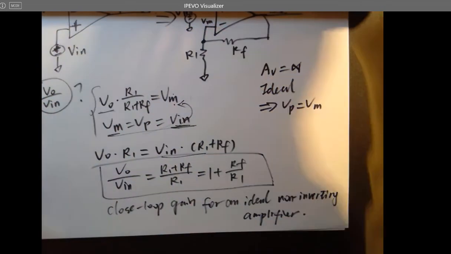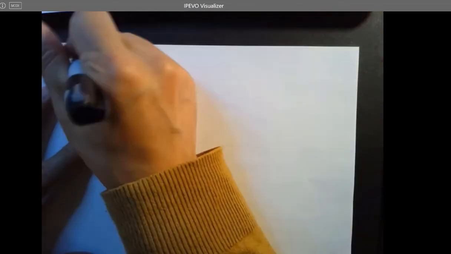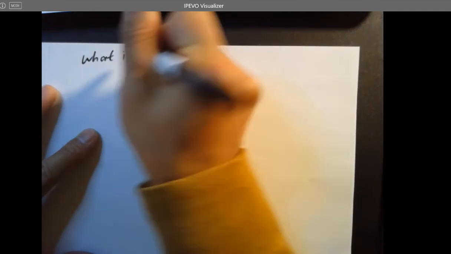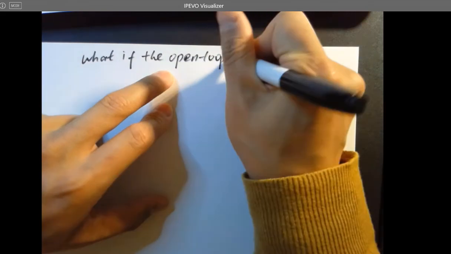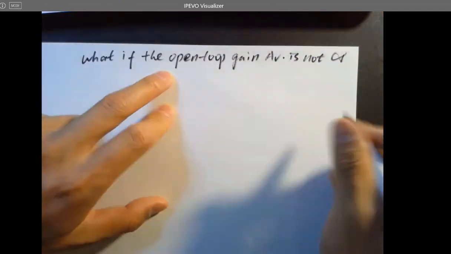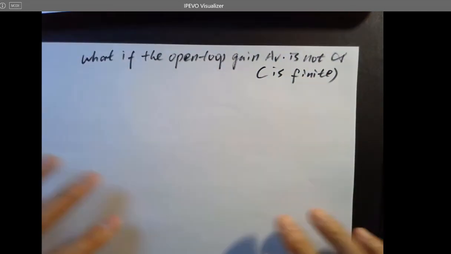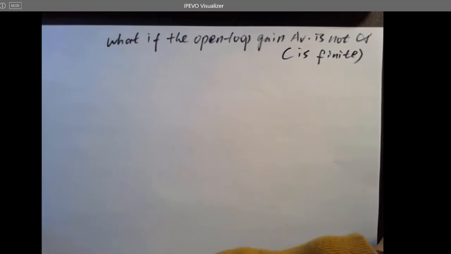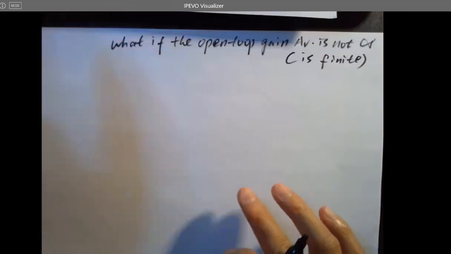Okay. And we still have to think about the cases where the op-amps are not ideal. Then what's going to happen? So now let's take a look at that case. What if the open loop gain AV is not infinite, or is finite? Then the result will not be that accurate if we calculate the output voltage using all these conclusions over here. So we'll see why.